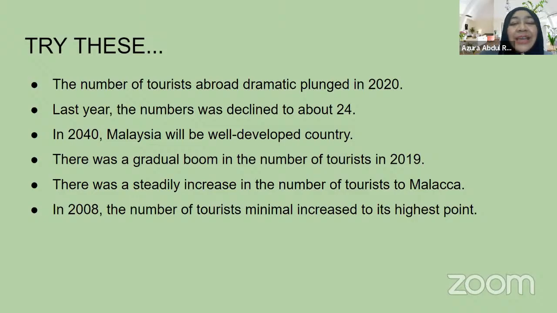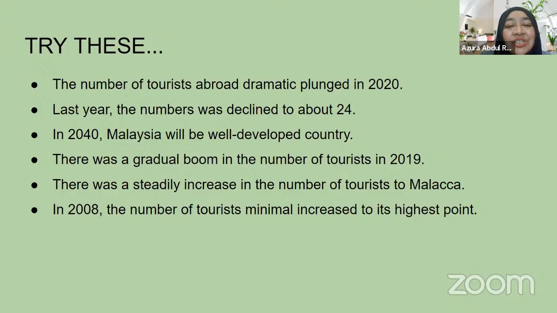Good try, Anis. Okay, let's try Anis's style. The number of tourists abroad. What did you say just now, Anis? Dramatically plunged. Yes. Okay, you can have that as well. The number of tourists abroad dramatically plunged from 800 to 50 in 2020. That's also correct, Anis. Okay, all right.